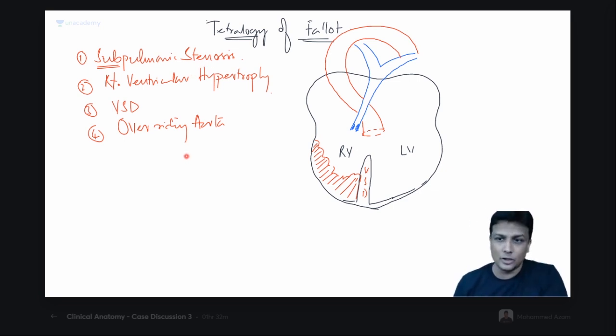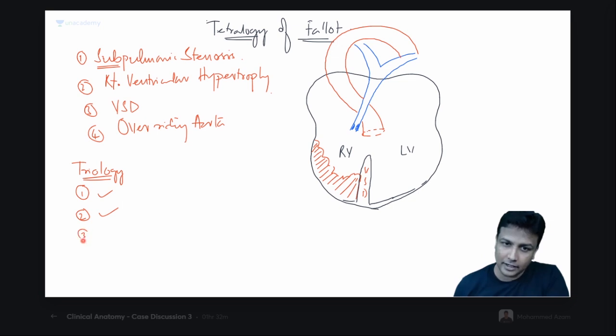test you with the trilogy and the pentalogy. Now, what is the meaning of trilogy here, sir? What will trilogy mean? Number 1, will there be pulmonary stenosis? Yes, it will be there. Number 2, will there be right ventricular hypertrophy? Yes, it will be there. But in the place of ventricular septal defect, there will be the atrial septal defect, sir. ASD will be there.